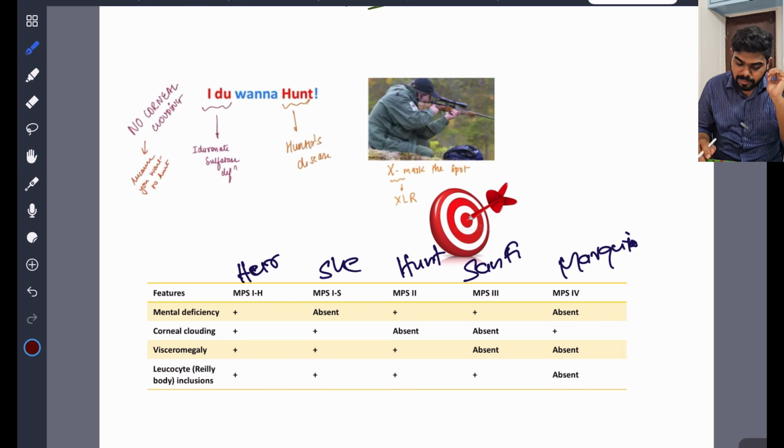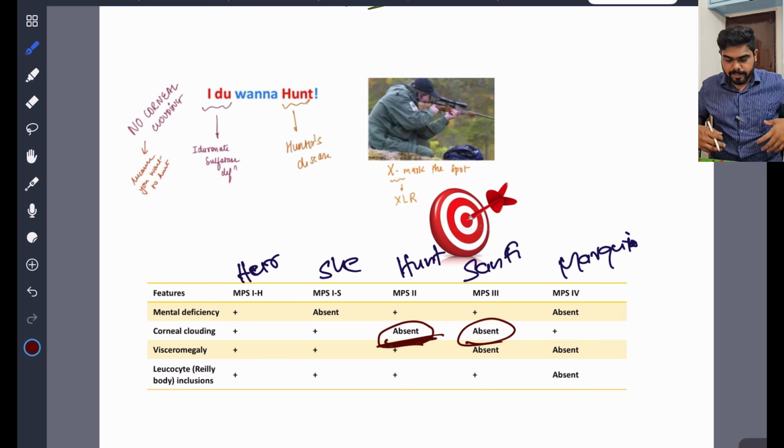So here mental deficiency is absent in Scheie. Before that, corneal clouding is absent in MPS 2, and in MPS 3 also, Sanfilippo. Corneal clouding is absent because Sanfilippo is otherwise healthy, but he only has a mental problem. Correct. So we'll go individual-wise.